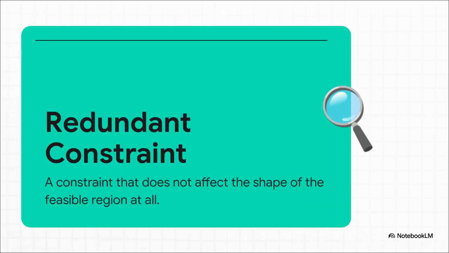Then we have the redundant constraint. Now this is a pure decoy, tossed in just to waste your time. A redundant constraint is a line that sits completely outside the actual boundaries of your feasible region. Think about it. If you were to just take an eraser and rub it completely off the graph, the shape of your safe zone wouldn't change one single bit. So whatever you do, do not let it trick you into doing extra useless algebra.